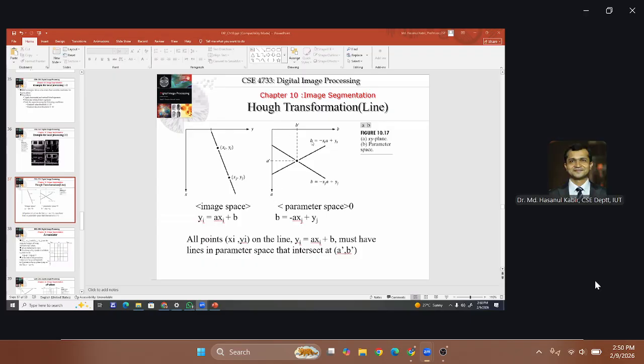So what do you think? What is going to be the range? Because for example, if you go to the image space, let's say image space is 512 into 512. That means in the x direction, we have 512 pixels. In the y direction, we have 512 pixels. So we know that the range of x is going to be from 0 to 511. And in the y direction is 0 to 511. That we know. But whenever we're moving to the parameter space, what is going to be the range of A and what is going to be the range of B? What do you think? Is it going to be 512, 512 or something smaller or bigger?